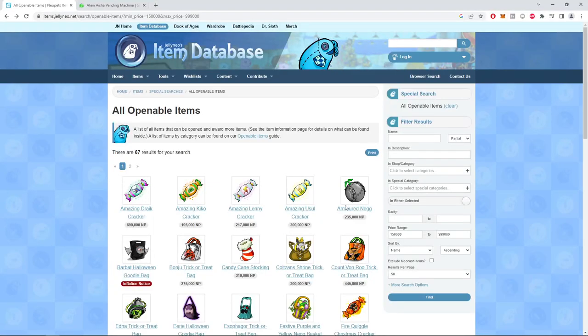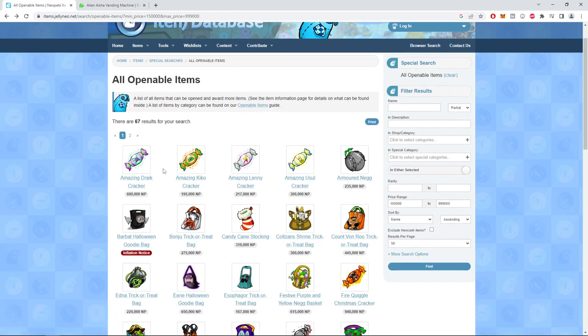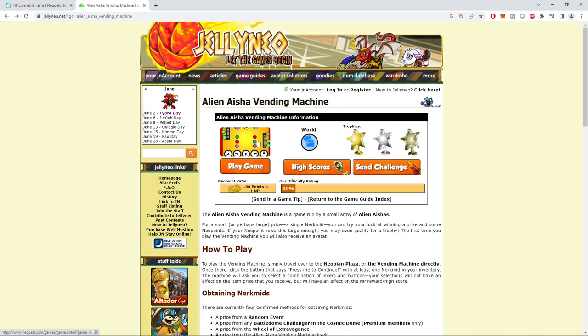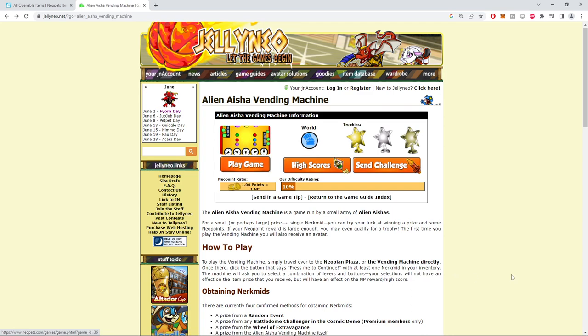All right, mid-tier gambling, which to me is between 150K to 1 million. Basically, from a Nerk mid to can you buy it in a shop today and use it? Okay, then high tier obviously means you have to buy it on the trading post or an auction over 1 million.